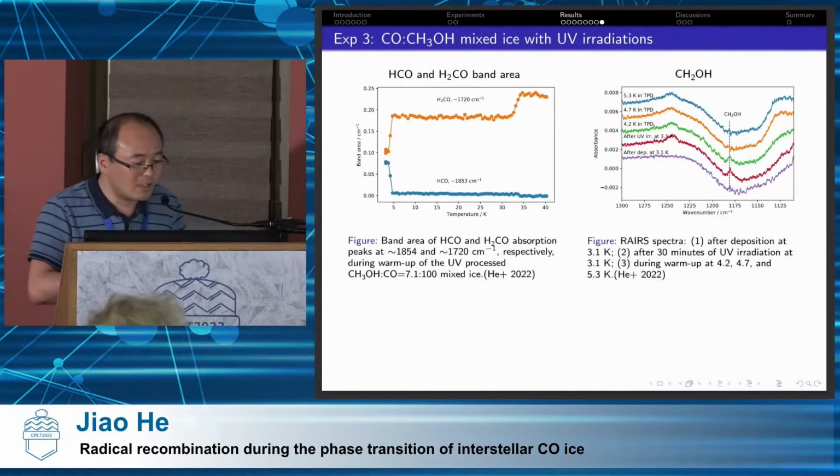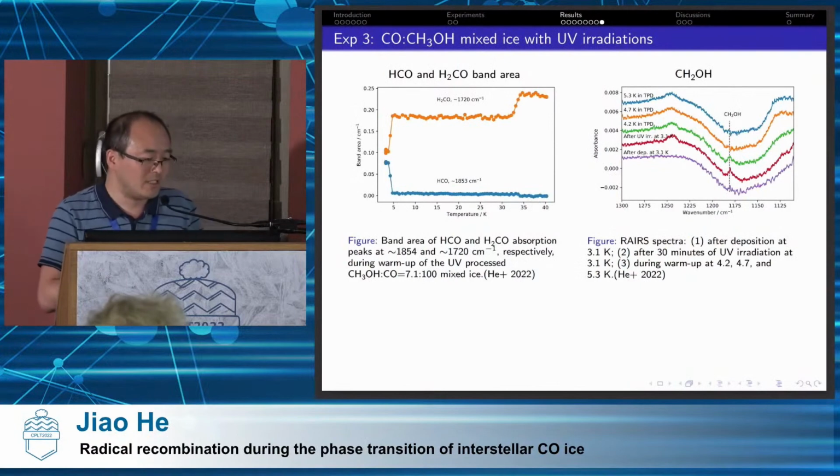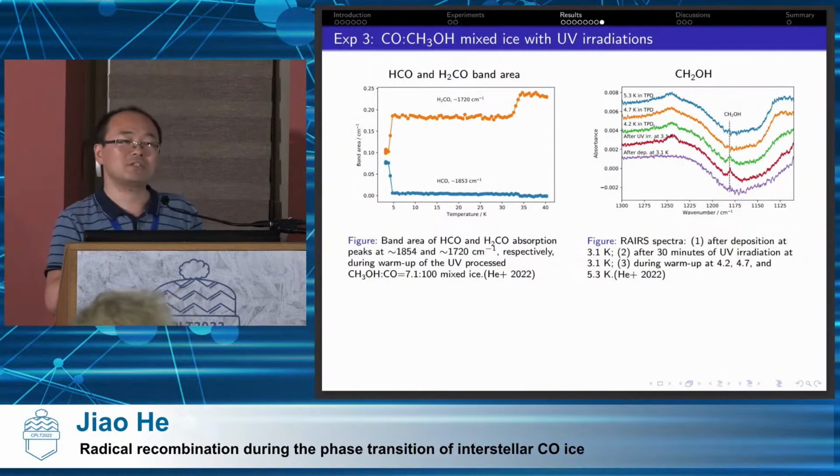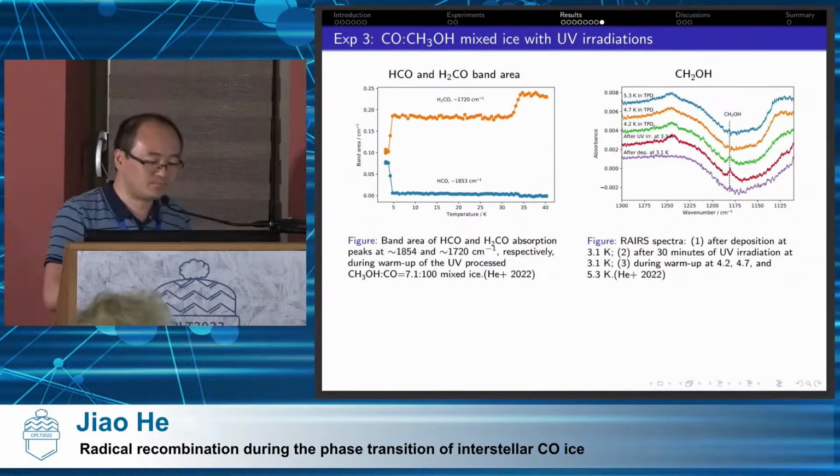Okay, so on the left side figure, we show the integrated band area of HCO and H2CO. We can see that at 4 Kelvin, HCO drops and then goes to H2CO. So this indicates that 2 HCO radicals react to form H2CO and CO.